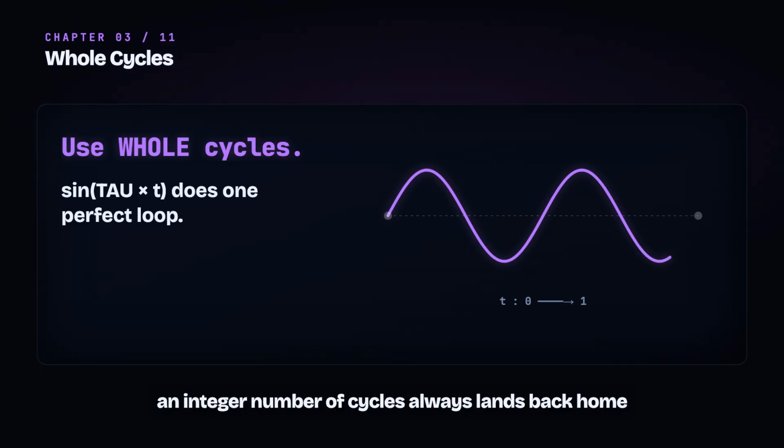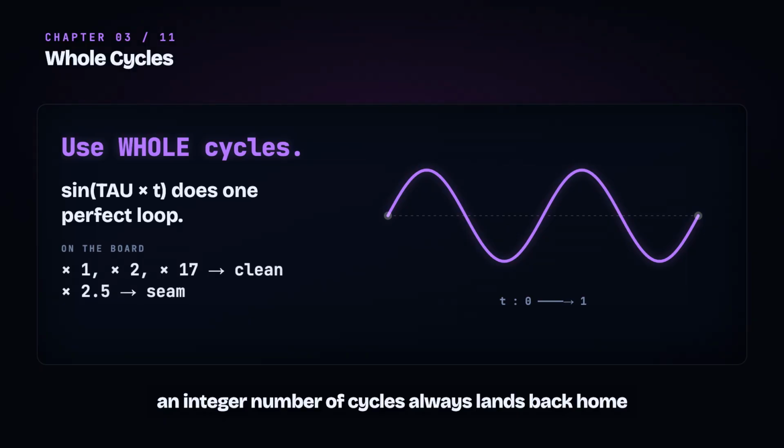But here's the beautiful part. You're not limited to one wave. Multiply t by 2, and you get 2 full cycles in the same span. Still perfect. Because 2 whole waves also end at the start. Multiply by 17 and you get 17 cycles, still seamless. The rule is, any whole number of cycles is guaranteed to loop.